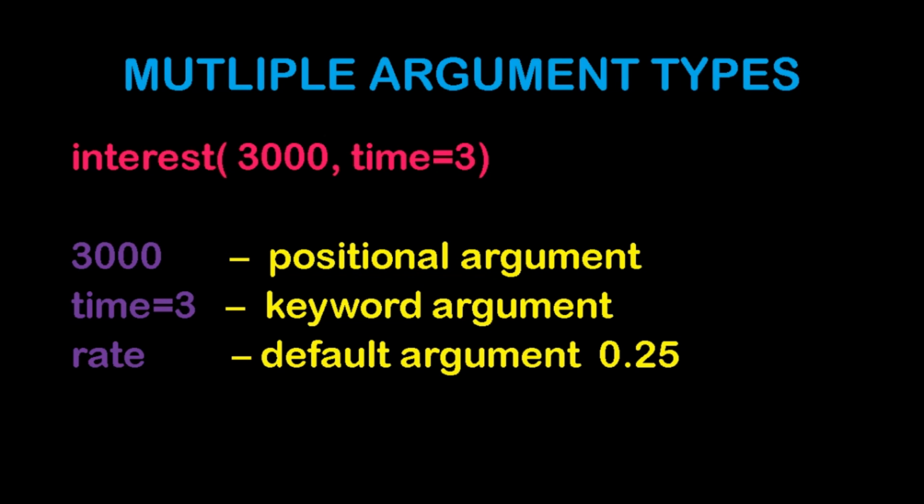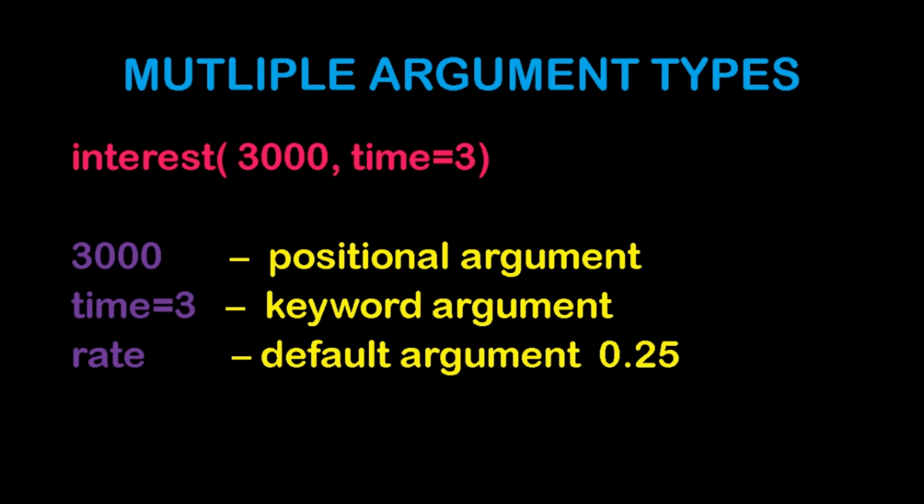And if the sample is interest 3000 comma time equal to 3. So 3000 is considered as a positional argument. It is given in the first one. So it is taking that value. It is not assigned the default value and it is not having the argument name also. So it is going to the positional argument type. Second one, time equal to 3 is the keyword argument, because I am giving the value along with the argument name. So time equal to 3 I am specifying. So it is called as a keyword argument.